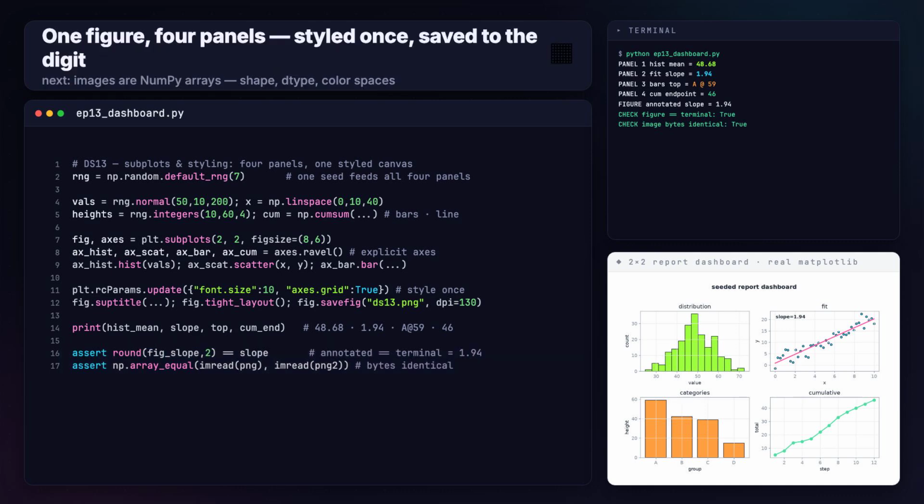One figure, four panels, styled once and saved once, that's report ready. Four loose charts are four chances to drift. Next, we stop drawing data and start reading it as data. Images are just NumPy arrays with a shape, a dtype, and color spaces.